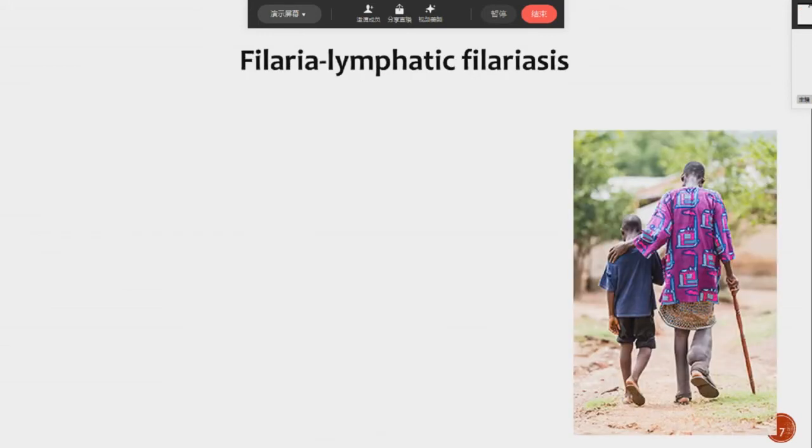The third one is filaria, lymphatic filariasis. So in these pictures, what is a little bit different?